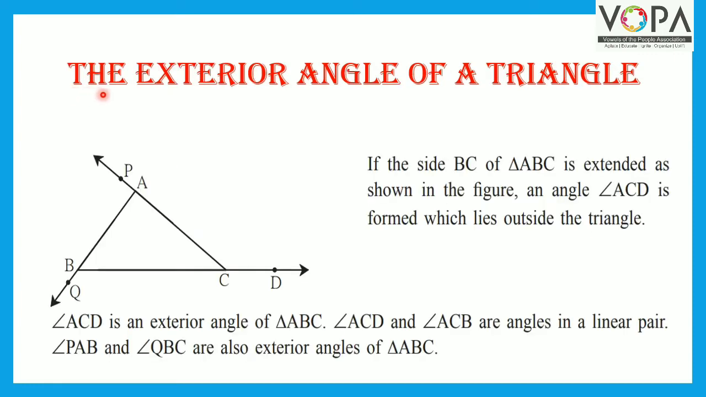Let's recall the exterior angle of a triangle. If the side BC of triangle ABC is extended as shown in the figure, an angle ACD is formed which lies outside the triangle. Angle ACD is an exterior angle of triangle ABC. Angle ACD and angle ACB are angles in a linear pair. Angle PAB and angle QBC are also exterior angles of triangle ABC.